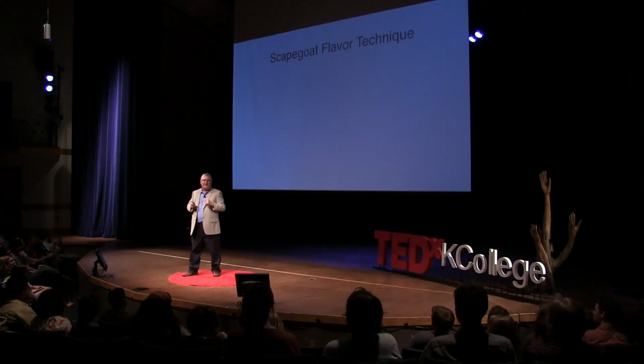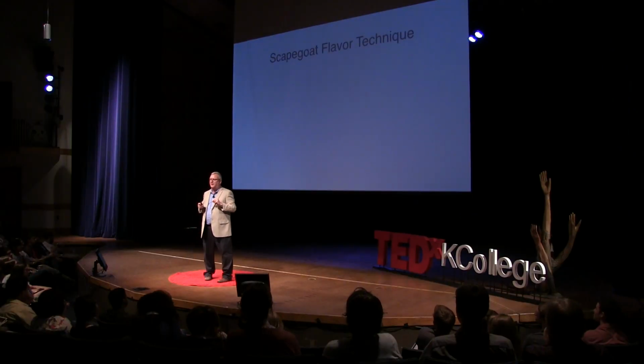One such technique is known as the scapegoat flavor technique, which was developed by Dr. Eileen Bernstein. It takes advantage of some of the properties I mentioned earlier about novelty being important and proximity to illness being crucial for the learning. So this is how it occurs.